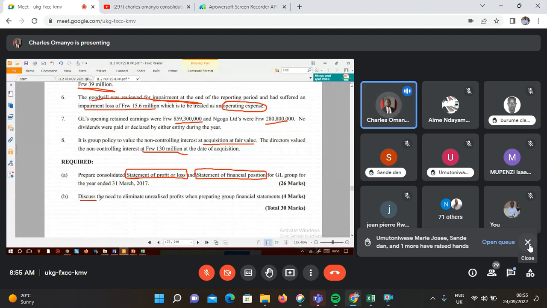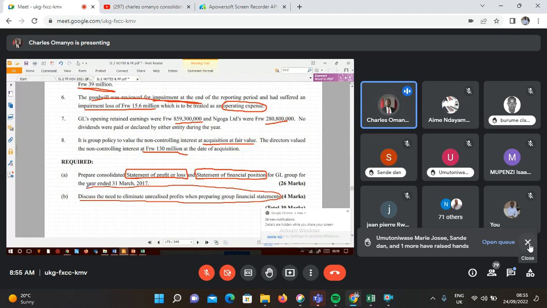Next, discuss the need to eliminate unrealized profits when preparing what? Group financial statements. Why should we eliminate unrealized profits when preparing group statements? Because this is profit that has not been earned.